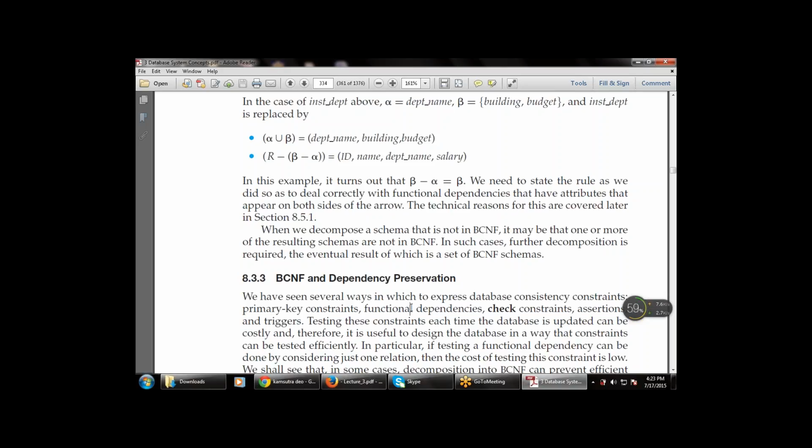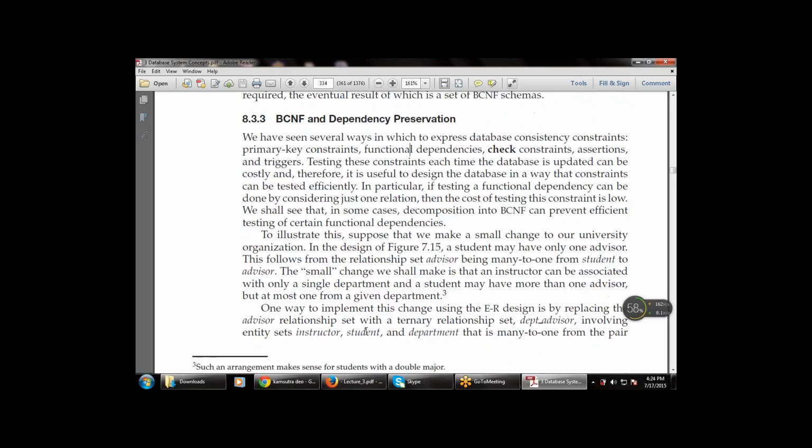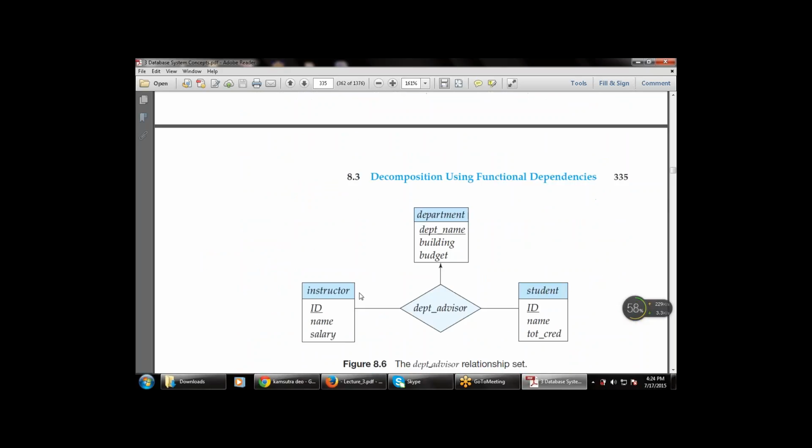Then BCNF and dependency preservation, that is, what is BCNF and what are the various dependency preservation features available in BCNF. That is the primary key constraint, functional dependency, check constraints, assertions, and triggers. So these are the various parts that are also available in BCNF.